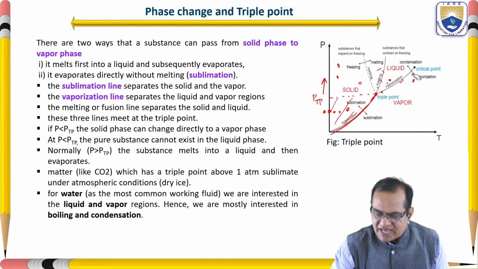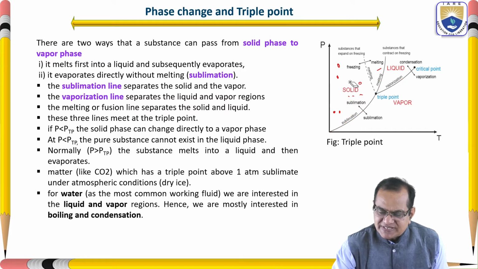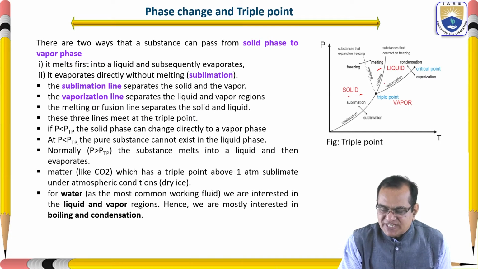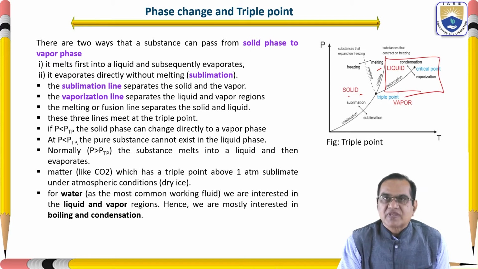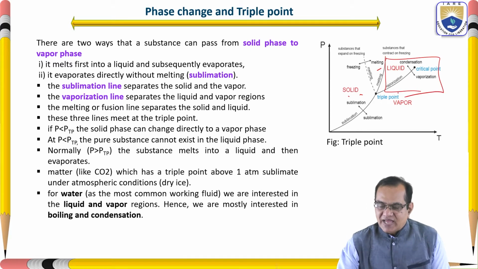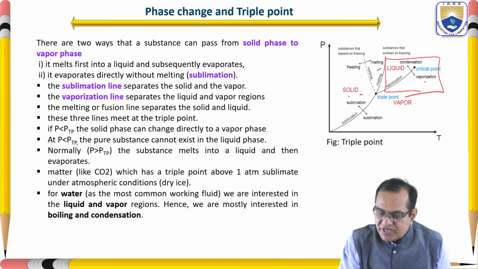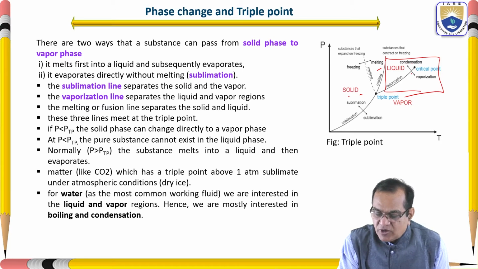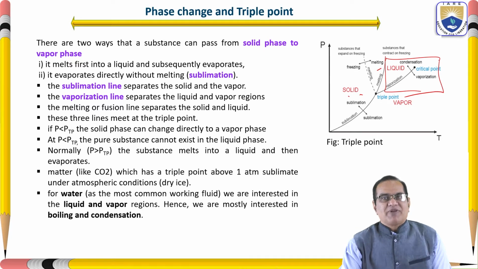So in this phase diagram, we can see that we will be studying about the air and the water, and in this we are very much interested from liquid to this zone, boiling and condensation. So here it is condensation, and if you give the heat, it will be boiling, and boiling is called vaporization.